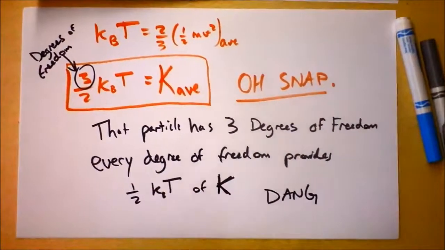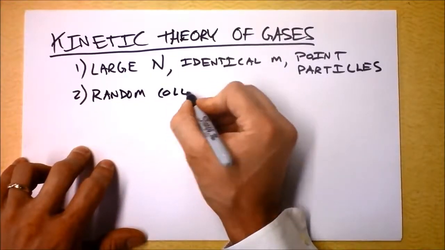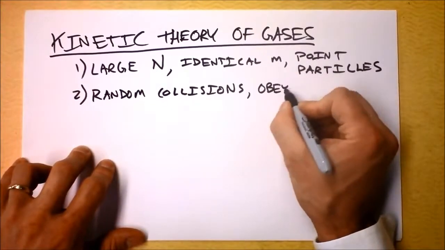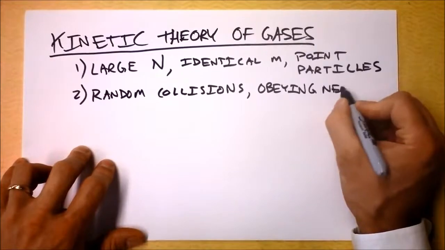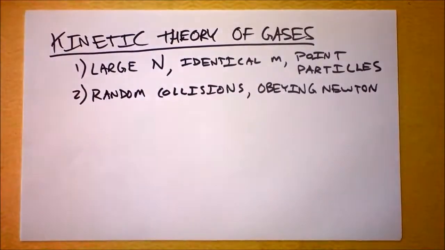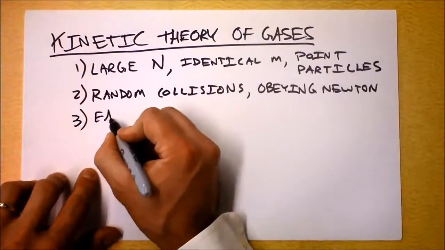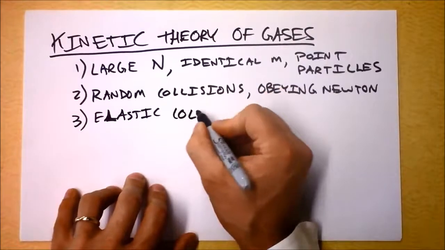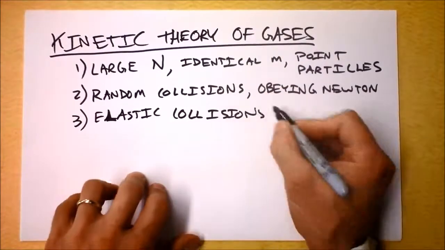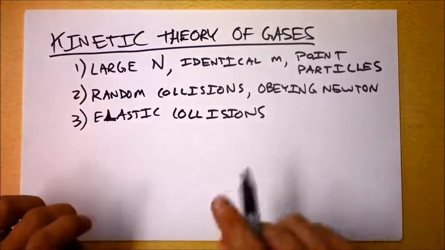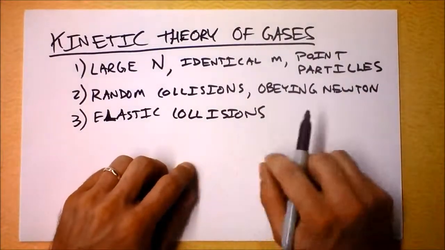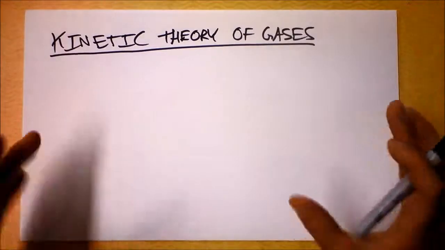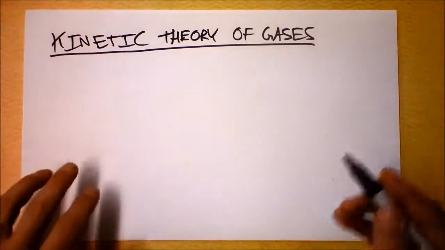The collisions are not going to be predictable, and they will obey Newton's laws. Random collisions obeying Newton. And our third assumption is that those collisions are elastic. Elastic collisions, if you'll recall, means that there will be no energy lost when these tiny point particles run into each other. So if they have identical mass, a beautiful derivation, it will take quite some time, and there are some assumptions that we have to start with. But let's start by making those assumptions.